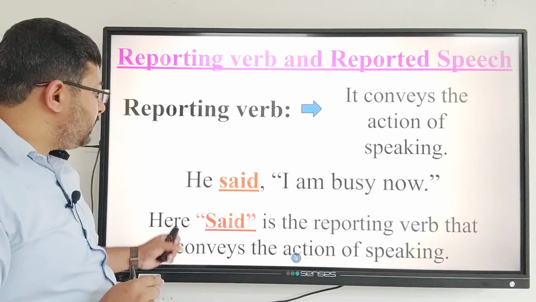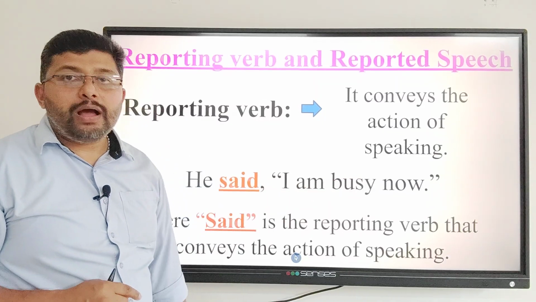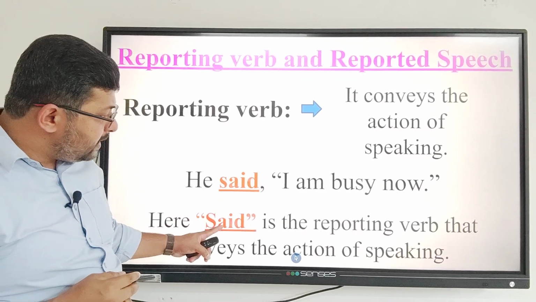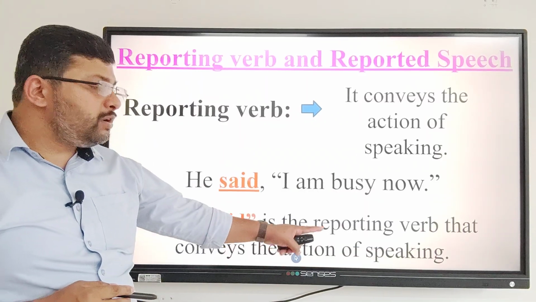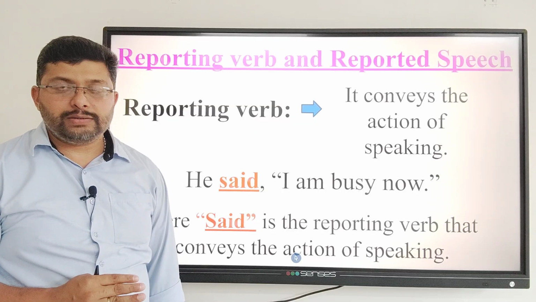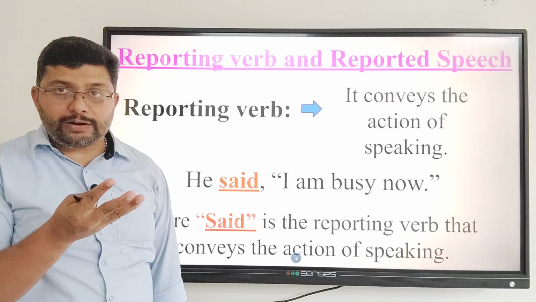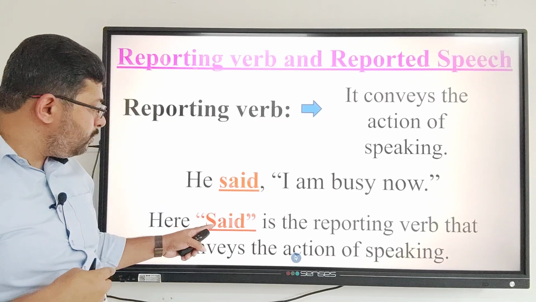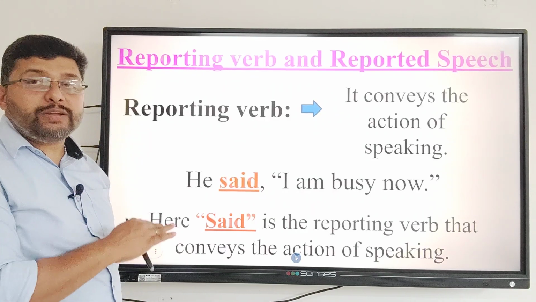With this example you will get a better idea. He said, "I am busy now." So what is the speciality of this word said? Here said is the reporting verb that conveys the action of speaking. What kind of action took place? Speech, sound, words. That particular action took place here, that's why we have used the word said. Said is used as the reporting verb.